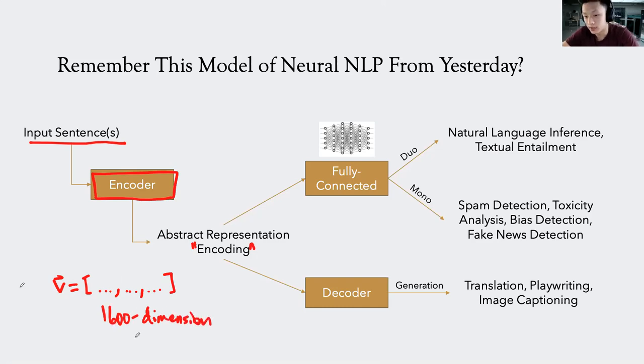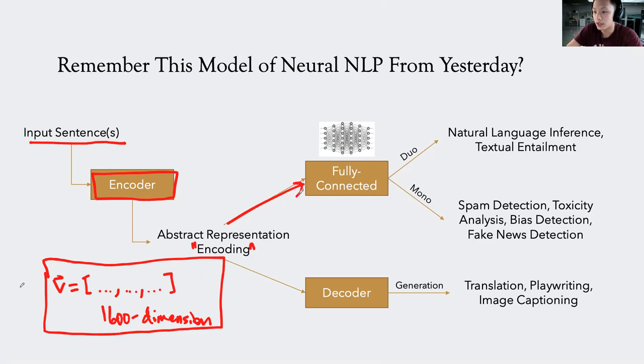Or in other words, 1600 different numbers in this vector. So this was the model of NLP. Once you have this encoding of your input, the model sort of understands what's happening. Once it understands what's happening, you can go ahead and do a lot of different cool stuff.